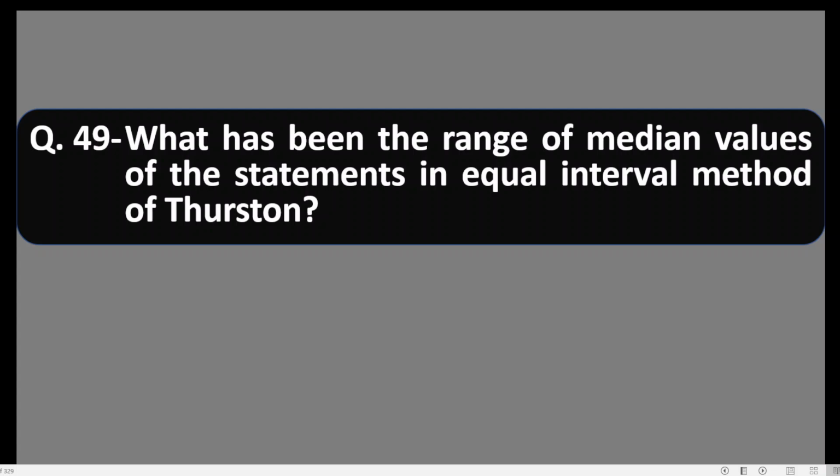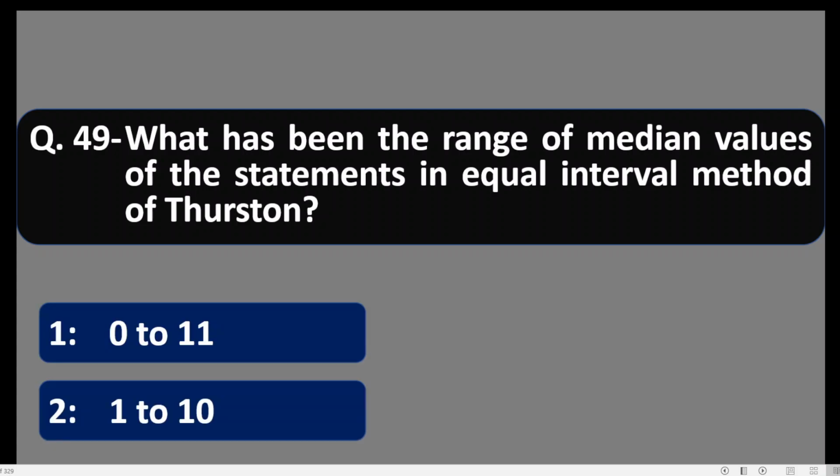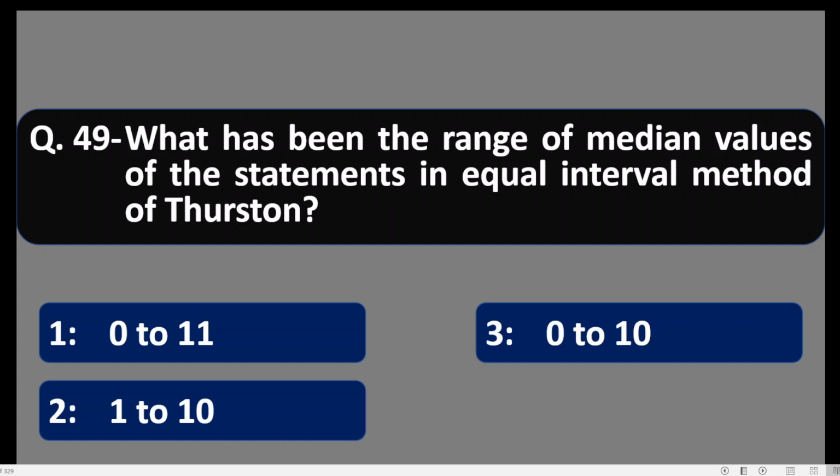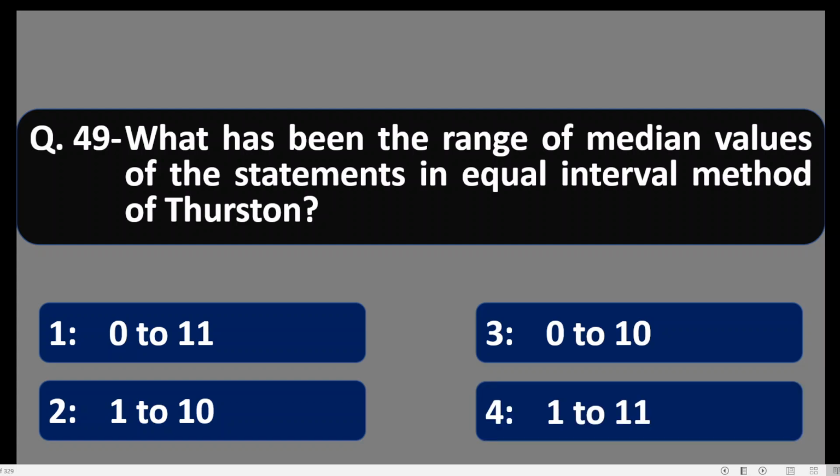Question number 49. What is the range of median values of the statements in equal interval method of Thurston? Equal interval method of Thurston for developing attitude scale. What will be the range of median values of the statement? Let us see: 0 to 11, 1 to 10, 0 to 10, 1 to 11. Correct response is 1 to 11. Option number 4. Because rankings by the experts are given between 1 and 11, so the median value will also be between 1 to 11.